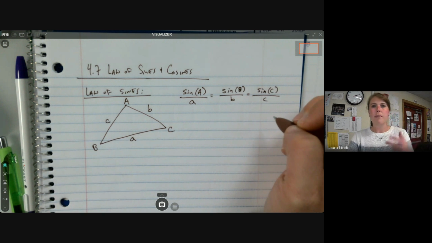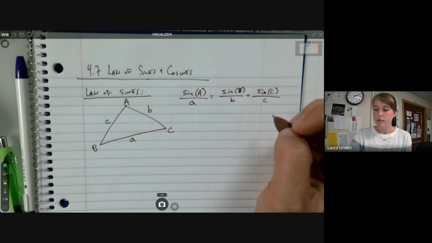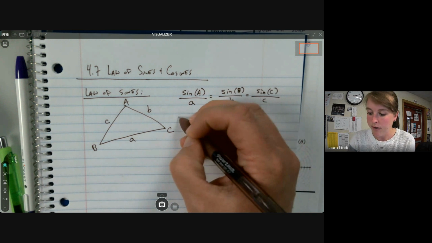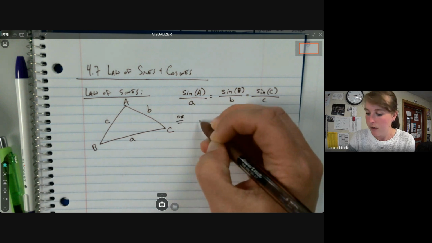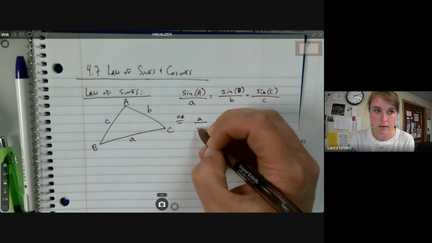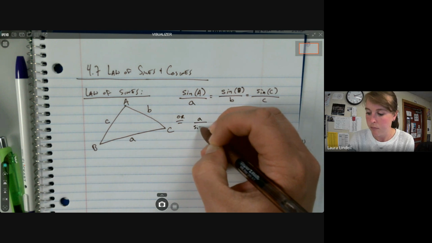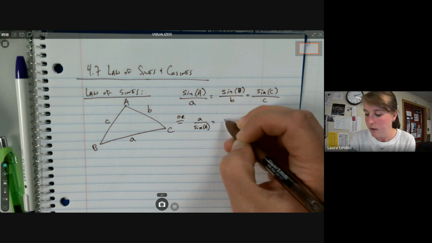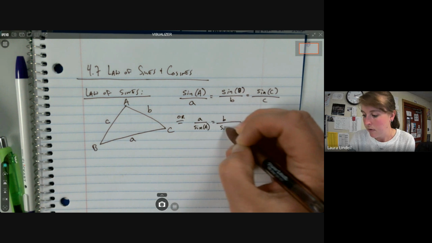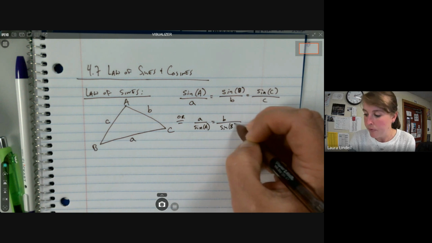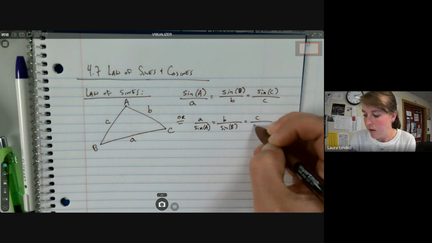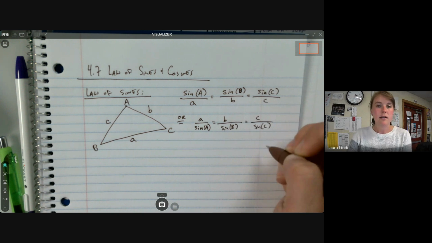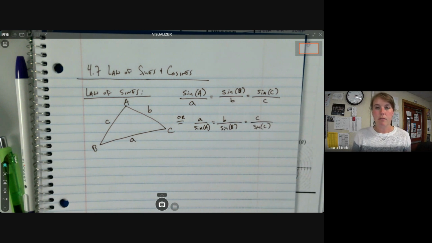And you can also flip this. It doesn't matter really which way you do it. All of these ratios are invertible, or still hold using the reciprocal. So you can do b over sine of B and c over sine of C. Sometimes one will be a little bit easier to use than the other one. It doesn't really matter though, because they all work the same way.